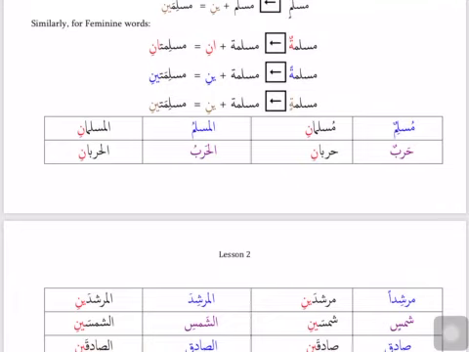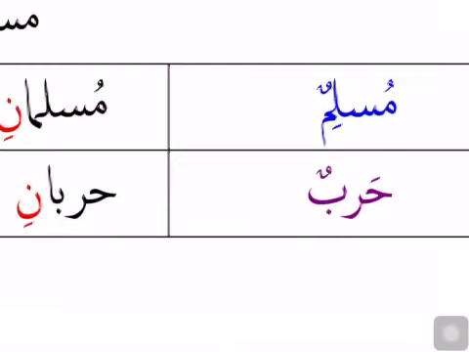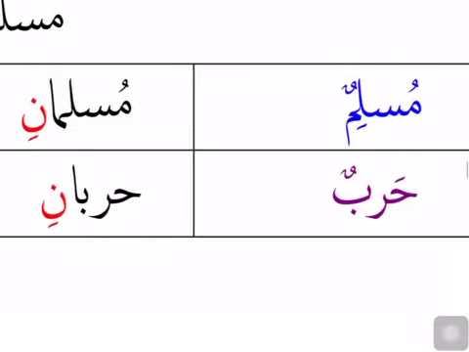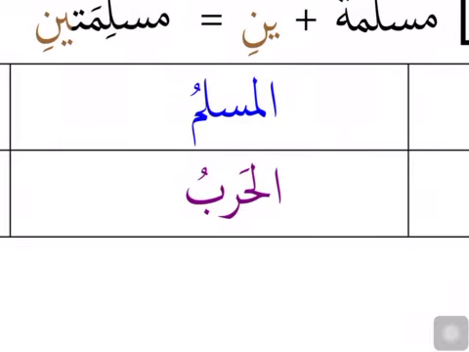So one more thing I want to mention. We were talking about indefinite and definite words. We said that an indefinite word ends in tanween, muslimun. A definite word begins with al, al-muslimu. So if the thought comes to our mind, what about making a definite word, a ma'rifa ism like al-muslim, if I want to make it dual, if I want to make it musanna? Now what do I do?